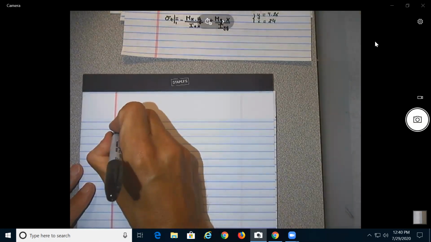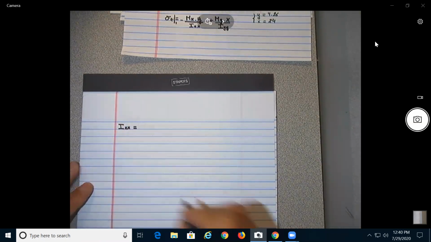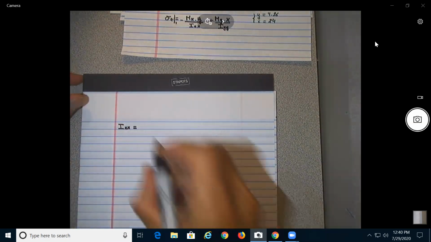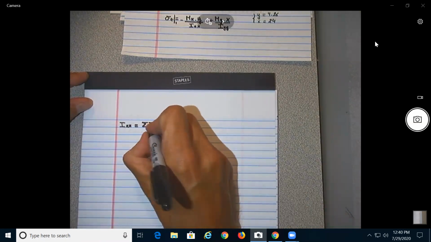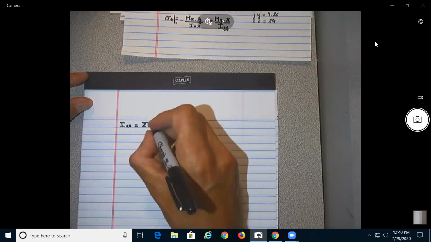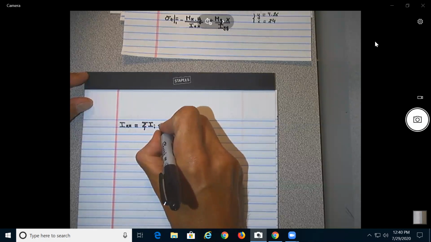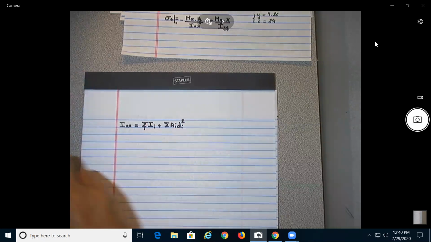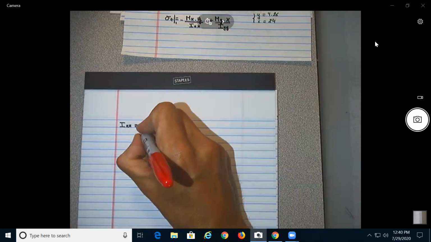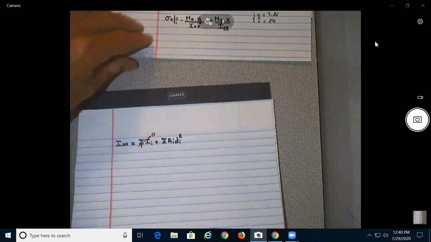Okay, so again, Ixx will be equal to the same thing as before, which is the summation of the moment of inertia of those little circles plus the summation of the areas times the distance squared. And we know this one will be 0 because the moment of inertia of a circular part is 0. So we have the figure over here.